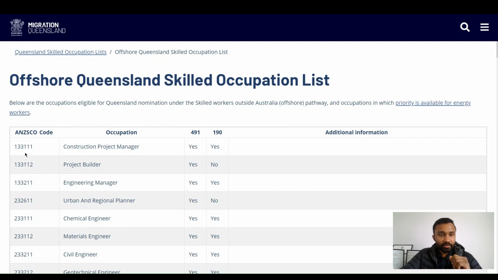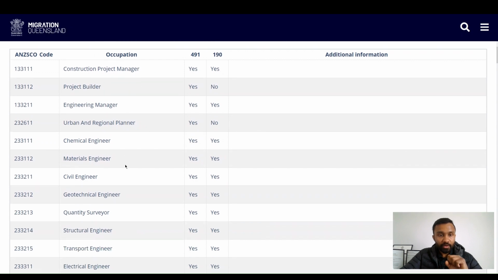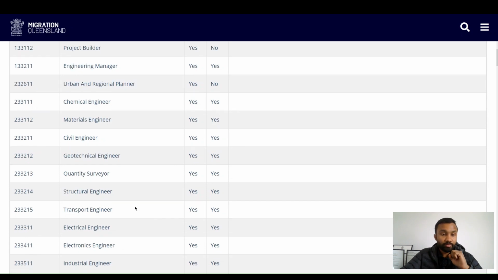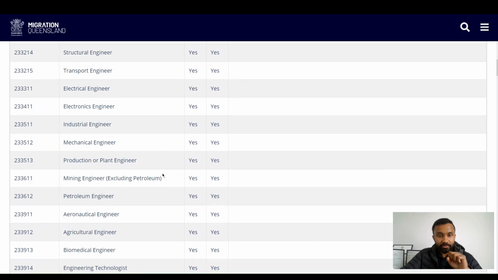They have mentioned the occupation and also the 491 and 190 visa eligibility. If it's a yes, then you're eligible. Construction project manager, yes, yes. Project builder, yes, no for 190 visa. Engineering manager, two yeses, so both 190 and 491 visa. A number of occupations are mentioned here, engineering occupations especially: chemical engineer, materials, civil engineer, geotechnical, quantity surveyor, structural, transport, electrical, a number of engineering occupations.